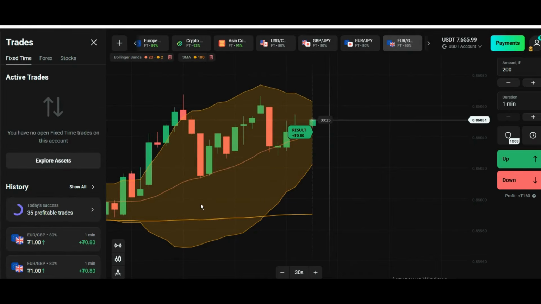Hello everyone, friends. Today we will trade using the Bollinger Bands indicator as well as the SMA. This strategy is very well suited for any beginner.